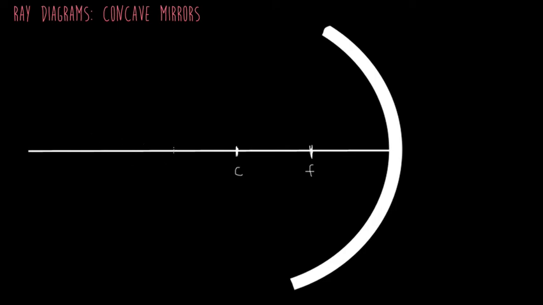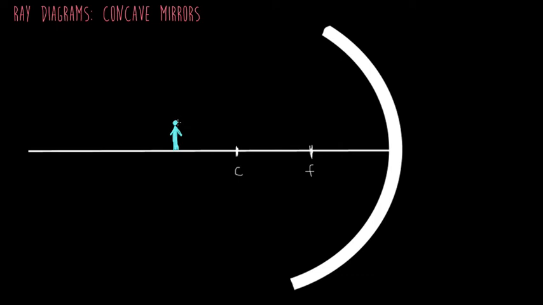So let's start off with an object sitting behind the center of curvature. And the center of curvature is interesting because it's 2 times the focal distance. This is something you can use to find the focal distance if you're ever given the center of curvature but not the focal length. So it's rather useful to know that this center of curvature is 2 times as far away from the mirror as the focal point. Alright, so we have our object.